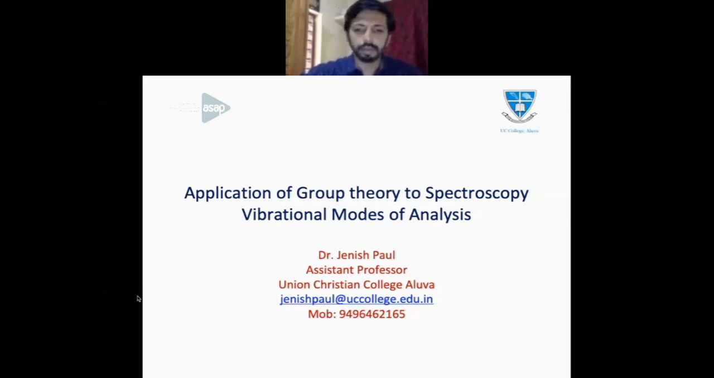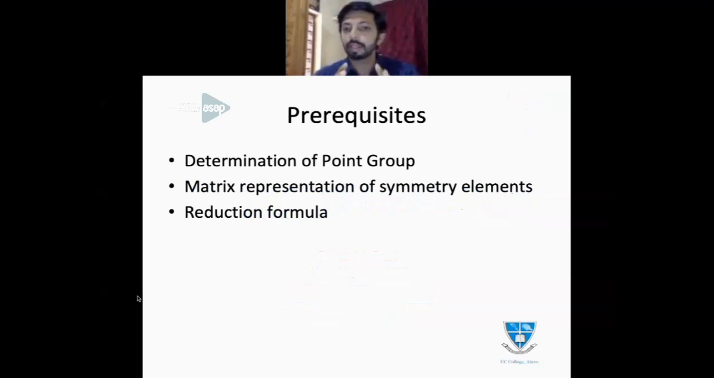Before going to my session, these are the prerequisites. First, you should know about the determination of point groups. You have to understand the matrix representation of symmetry elements, and you should have some knowledge about the reduction formula. Okay, so let's start our session.